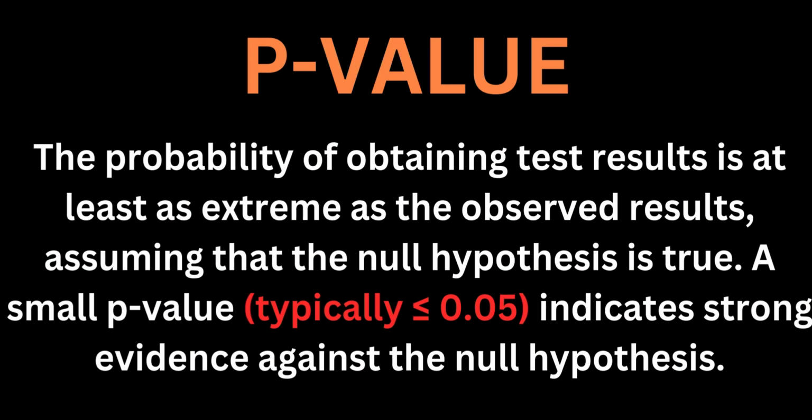Now, we are talking about test statistic and we don't talk about p-value. It's impossible, right? So let's understand what is p-value. P-value is the probability of obtaining test results at least as extreme as the observed results, assuming that the null hypothesis is true. A small p-value, typically less than 0.05, indicates strong evidence against the null hypothesis. If you have confusion, rewind a little bit and listen again.